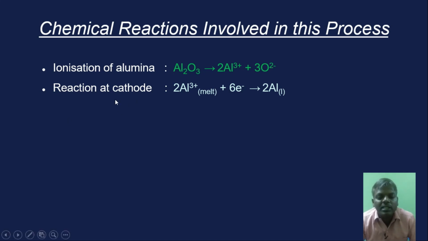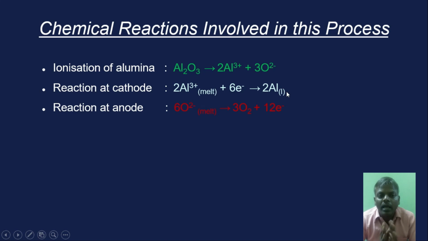Now, what reaction takes place at the cathode? Always reduction takes place at the cathode. What is meant by reduction? Reduction is nothing but gaining of electrons. Look here: 2Al3+ will gain 6 electrons. That means each Al3+ ion will gain 3 electrons and thereby become aluminium, which will be in the liquid state.